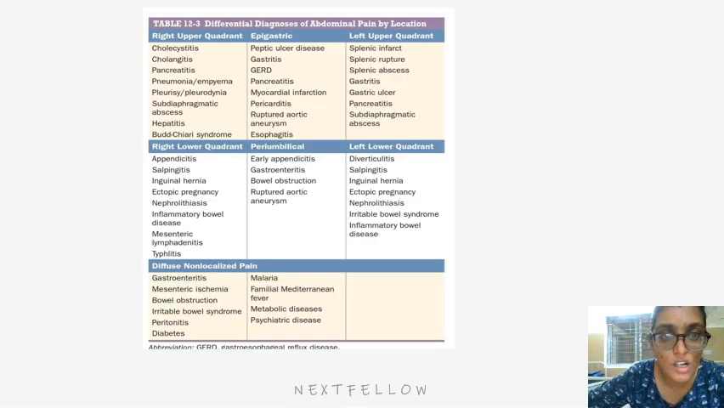This is very basic. Right upper quadrant pain is cholecystitis, cholangitis, pancreatitis, pneumonia, empyema, pleurisy, subdiaphragmatic abscess, hepatitis, and Budd-Chiari syndrome. Epigastric pain usually will be of gastritis, GERD, peptic ulcer disease, pancreatitis, sometimes inferior wall MI, pericarditis, ruptured aortic aneurysm, and esophagitis. Left upper quadrant will be splenic infarct, splenic rupture, splenic abscess, gastritis, gastric ulcer, pancreatitis, subdiaphragmatic abscess.